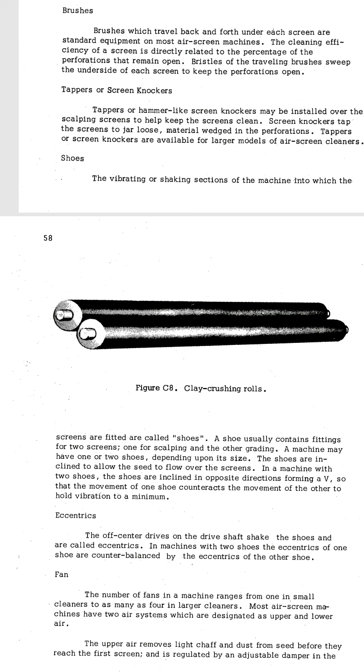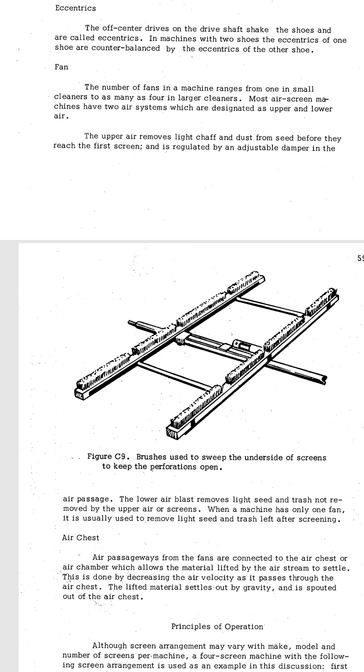The next part of the machine is the fan. The number of fans in a machine ranges from one in small cleaners to as many as four in larger cleaners. Most air screen machines have two air systems, designated as upper and lower air systems. The upper air system removes light chaff and dust from seed before it reaches the first screen and is regulated by an adjustable damper in the air passage. The lower air blast removes light seed and trash not removed by the upper air or screens. When a machine has only one fan, it is generally used to remove light seed and trash left after screening.